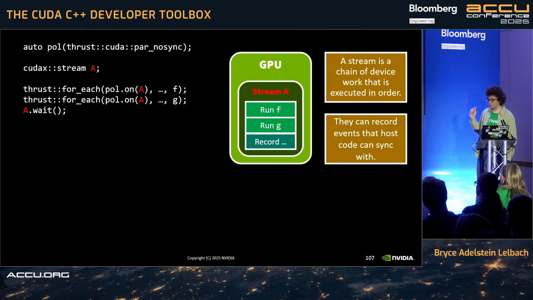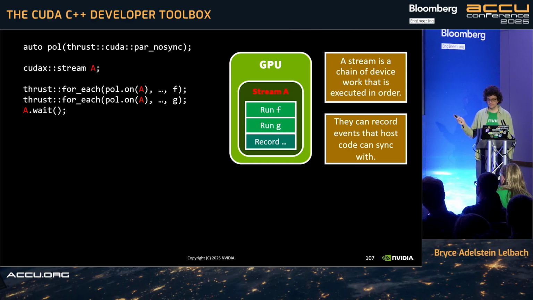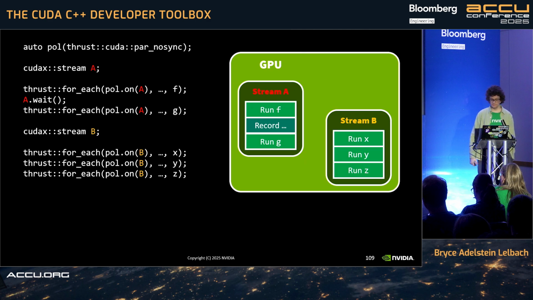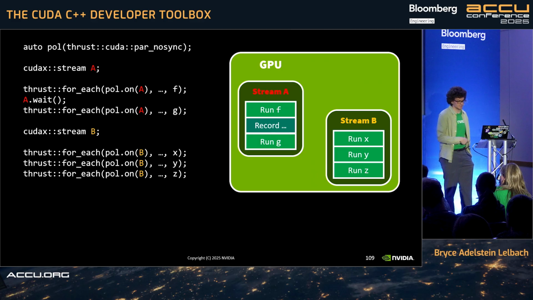So a stream can record an event that host code can synchronize with, waiting for all work up until that event to complete. So you can do this in code by simply calling wait on the stream object. In this case, it'll wait for both for eaches to complete. If we instead wait before the call to the G for each, then we'll only wait for that F for each. You can create multiple streams that run concurrently on a single device, just as you can run multiple threads concurrently on a single host.